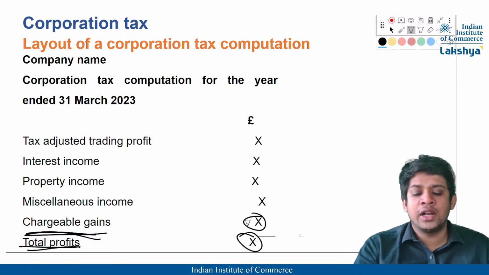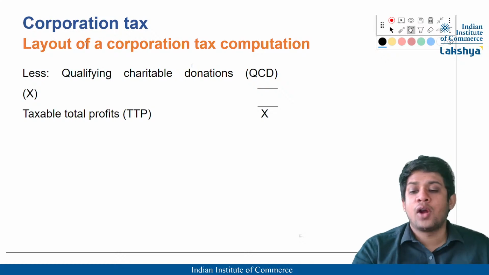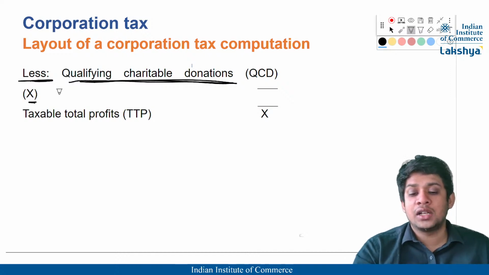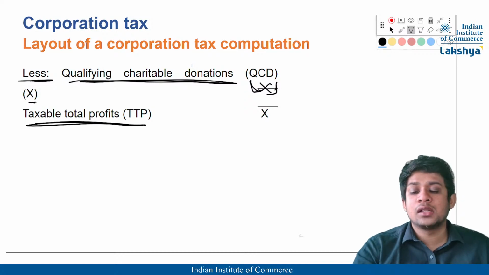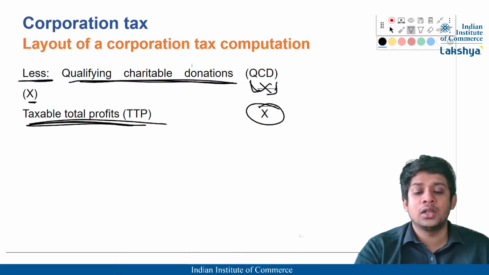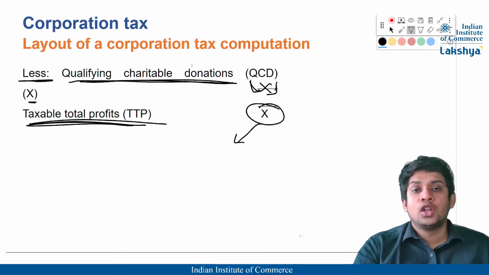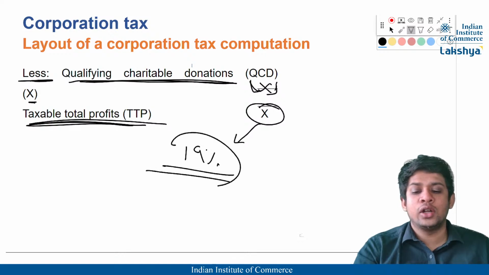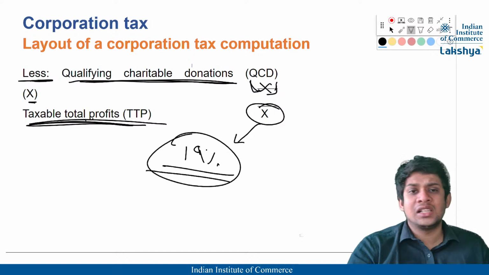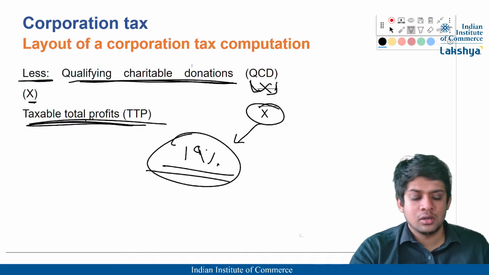After that, eventually you will get your total profits. From the total profits, you will deduct your QCDs. And after deducting your QCDs, you will get the taxable total profits of the company for the year. And your corporation tax for the year is 19%. So technically you're going to charge 19% tax on the taxable total profits of the company. It is a simple flat rate. You just have to charge 19% for the year.